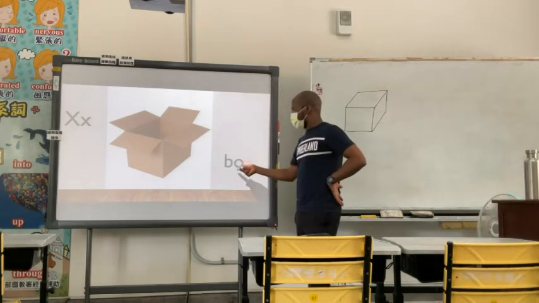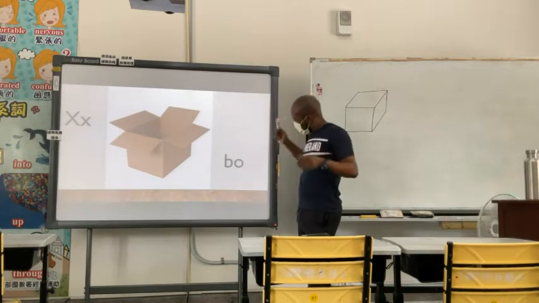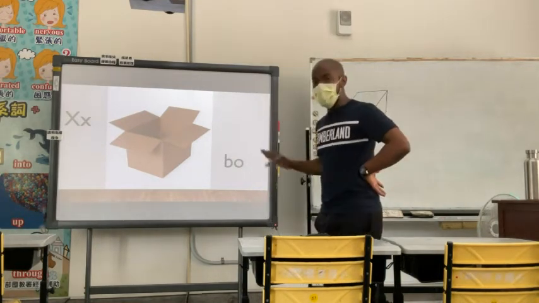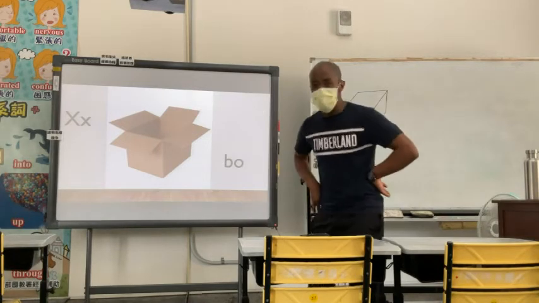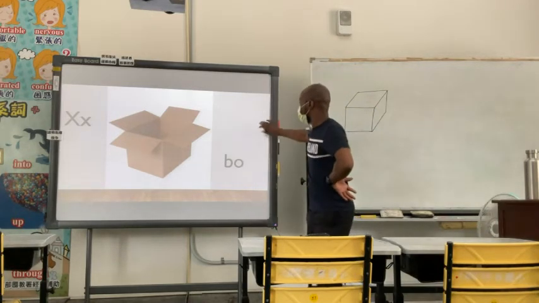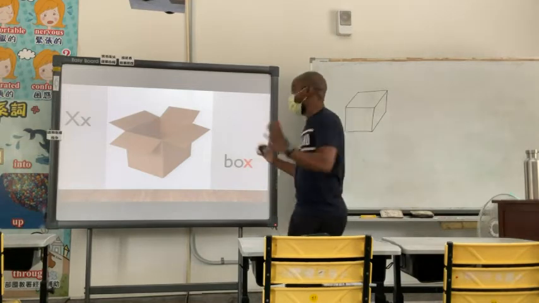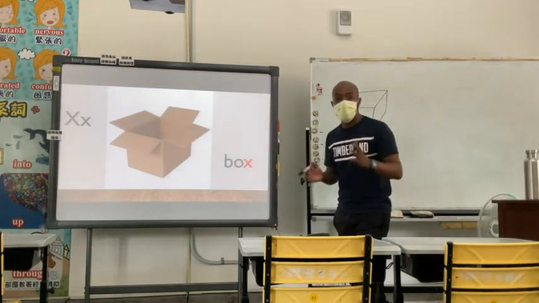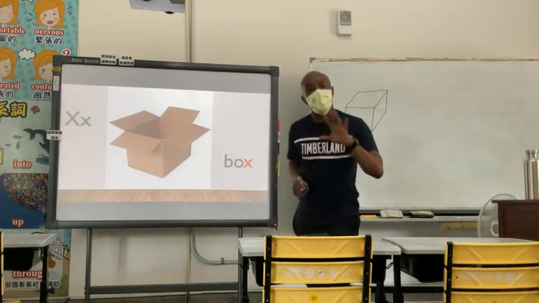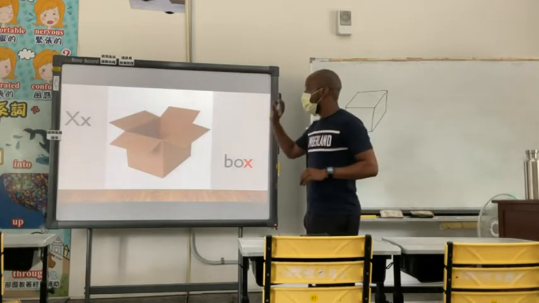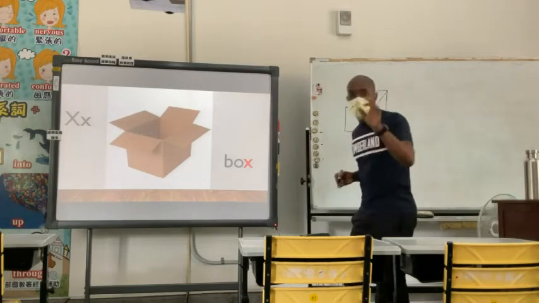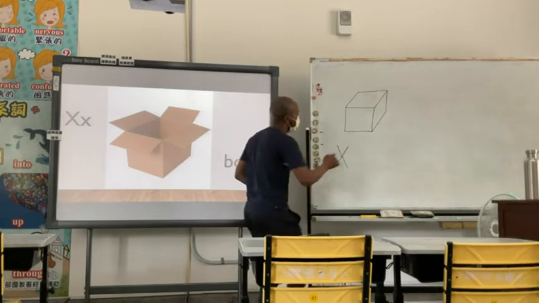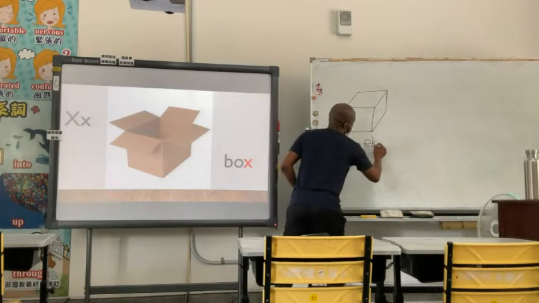So what we're saying is a box and then what? B-O? Yes or no? Is it B-O? No, no, no. So what we see? Ding. Now we have box. Say box. Box. Now, if you say X, X sounds like E K S.